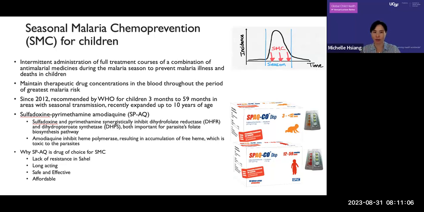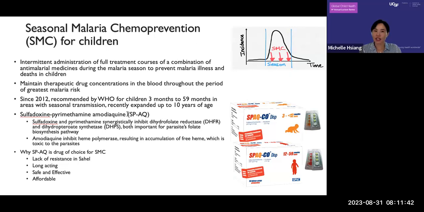that has really had a huge impact. It's called seasonal malaria chemoprevention for children. It's the intermittent administration of a full treatment course of an antimalarial during the malaria season to prevent illness and deaths in children. I didn't learn about this when I was in training. I finished my pediatric infectious disease fellowship in 2012, and it was only then that the WHO recommended this intervention for children 3 months to less than 5 years of age in areas of seasonal transmission. This recommendation was recently expanded to 10 years of age.